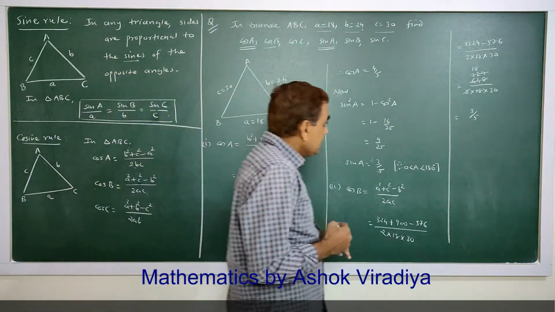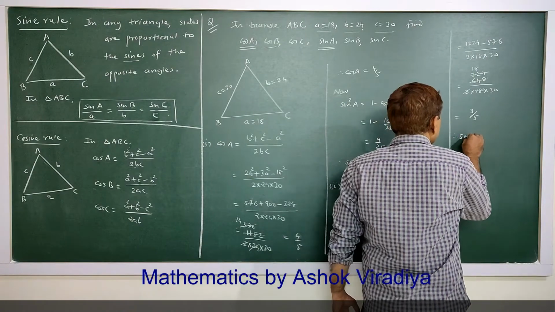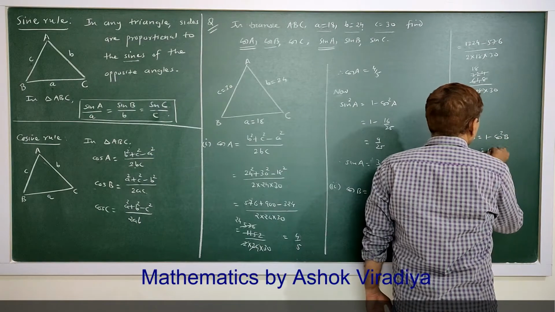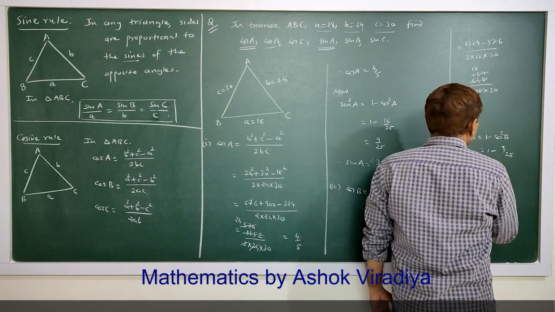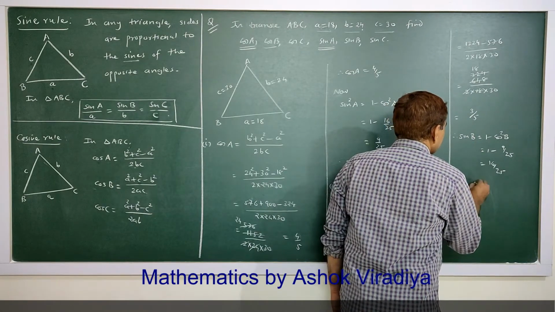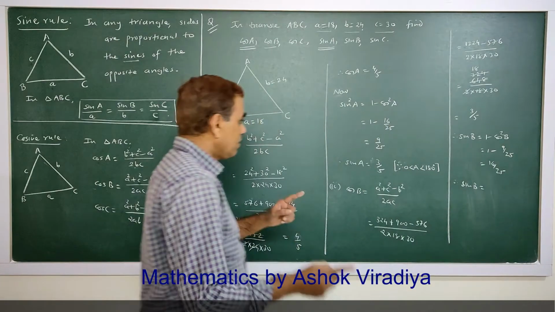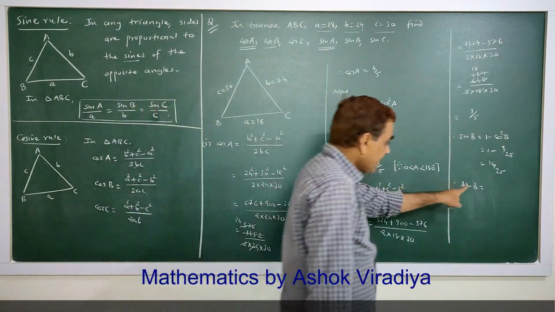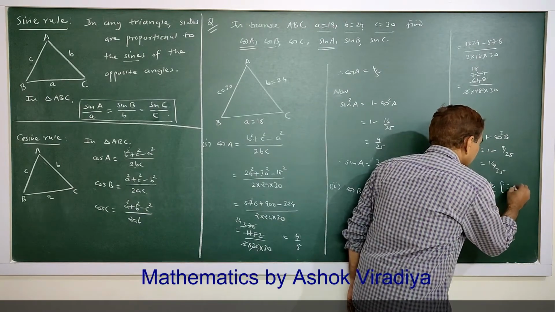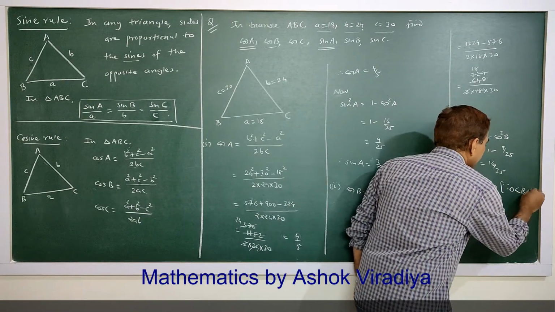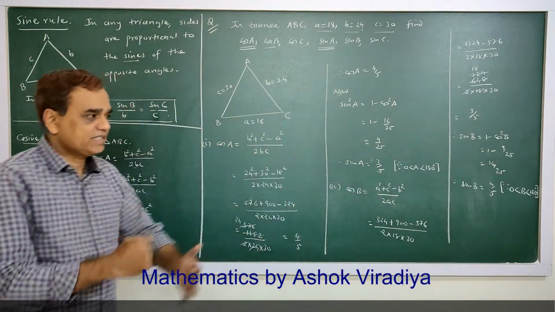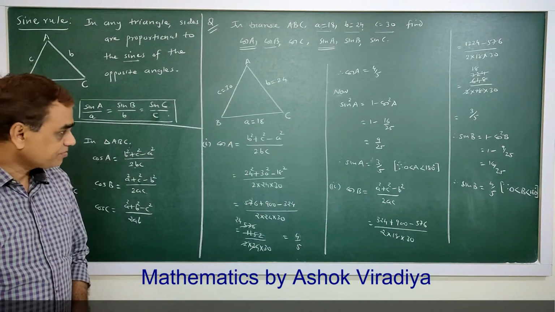So cos B is 3 by 5, therefore sin square B is equal to 1 minus cos square B, equal to 1 minus 9 by 25, so 16 by 25. So sin B is plus or minus, but because B is an angle of a triangle, it cannot be negative. So this is 4 by 5, because the value of B is between 0 and 180, or we can say between 0 to pi. So this is sin B.